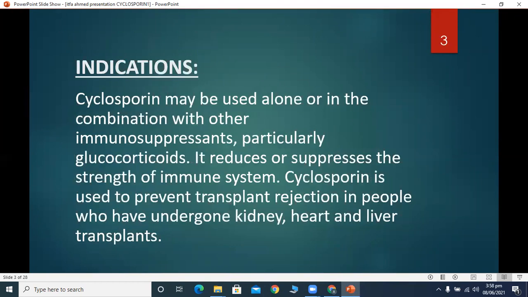Now, here I would like to tell you in which conditions we use cyclosporin. Cyclosporin may be used alone or in combination with other immunosuppressants, particularly glucocorticoids. It reduces or suppresses the strength of the immune system. Cyclosporin is used to prevent transplant rejection in people who have undergone kidney, heart, and liver transplants.